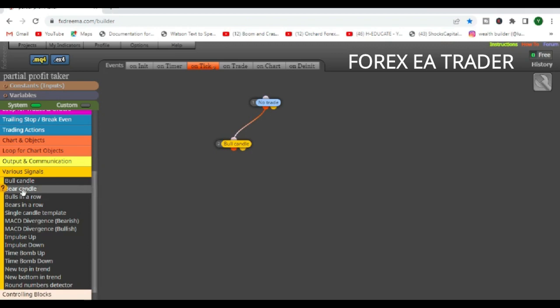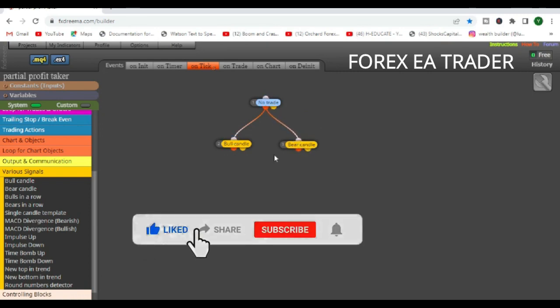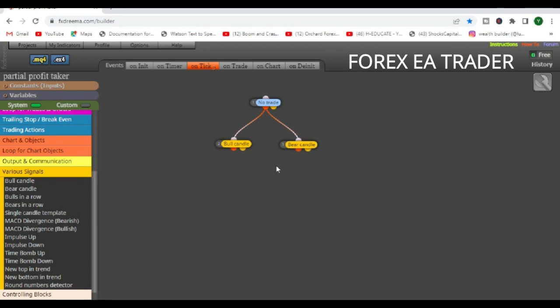So this is basically how you just connect your blocks. Now I'm taking the wrong thing. This is how you just do these things in Fxdreema. Very simple. You don't need any coding. Just placing blocks and putting in the conditions and voila.